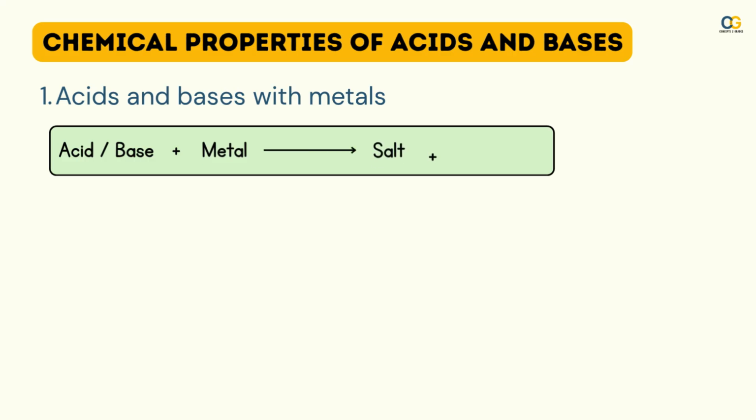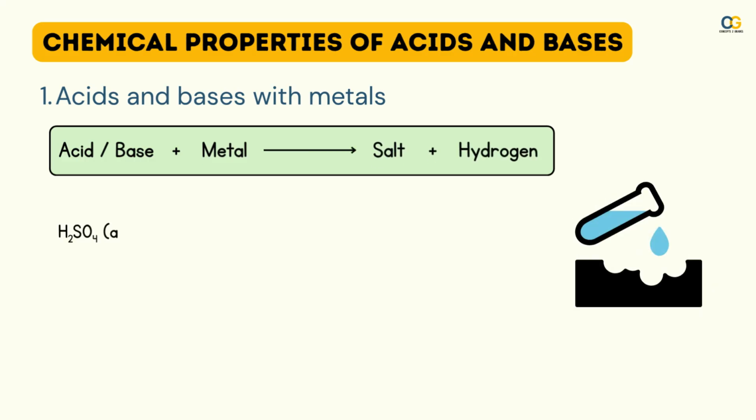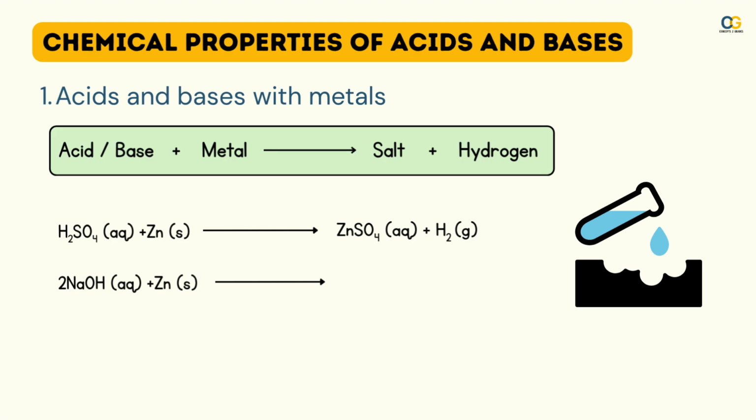If we place the zinc granules in hydrogen sulfate, we can see that zinc sulfate is formed, which is a salt, and hydrogen gas is evolved. Similarly, sodium hydroxide and zinc granules will also give sodium zincate and hydrogen gas. This is how acids react with metals.